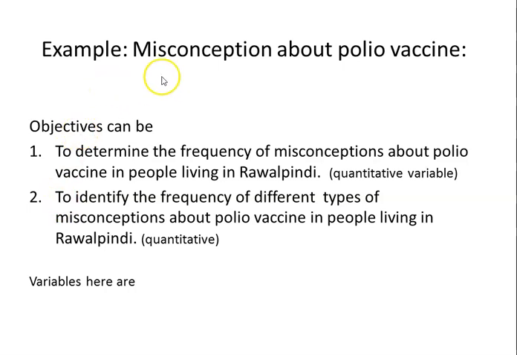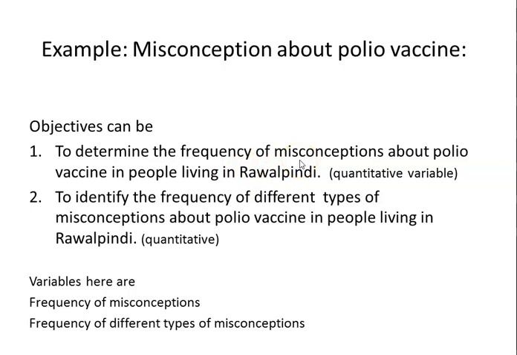Another objective for measuring misconceptions can be to identify the frequency of different types of misconceptions about polio vaccine in people living in Rawalpindi. This is again a quantitative variable, and variables here are frequency of misconceptions in the first objective and frequency of different types of misconceptions in the second objective.